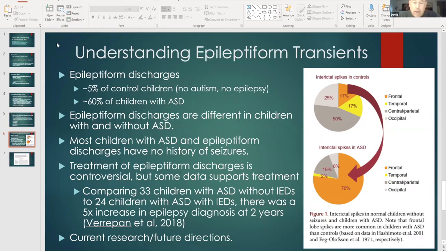This study by Verapan, published in 2018, compared 33 children with autistic spectrum disorder who had normal overnight EEGs to 24 children with autistic spectrum disorder who had epileptiform discharges or transients on their EEG. And what they found was if they went back and looked 2 years later, there was a 5-fold increase in epilepsy at 2 years if a child had epileptiform activity on their EEG. So this may give us important information in terms of predicting which children are likely to go on to develop epileptic seizures, and perhaps early initiation of anti-seizure medications to prevent the onset of epilepsy.